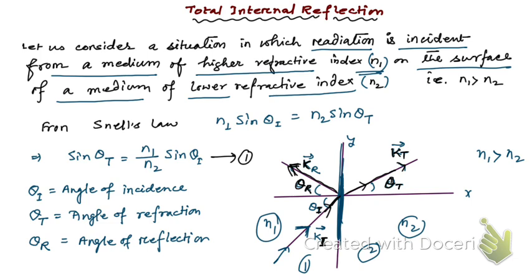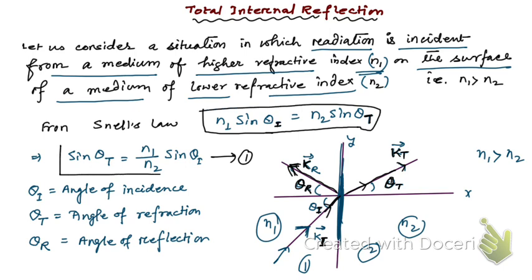Now according to Snell's law, we will get this relation. This is theta I, this is theta t. So n1 sine theta I equals n2 sine theta t. If you simplify this relation, we get the relation which I have given as equation number 1. Now let me go to a new slide.